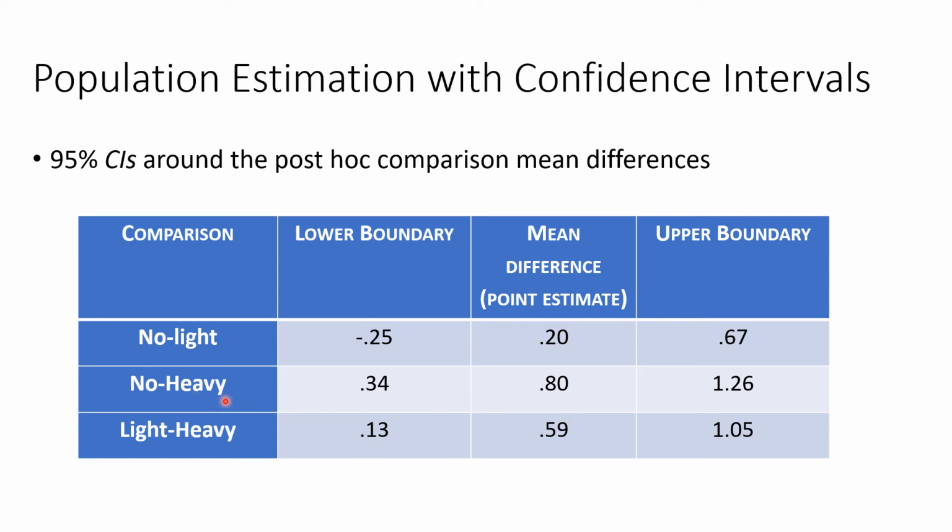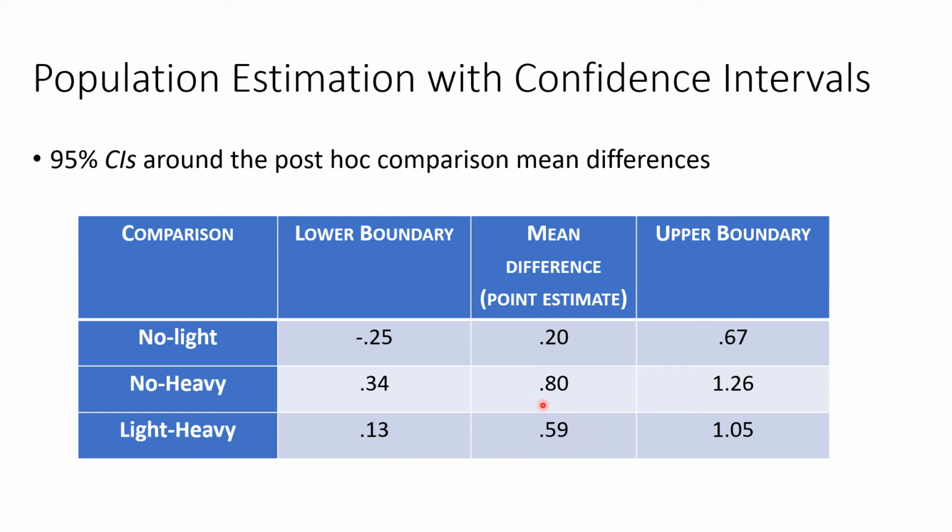Now, comparing no to heavy use, the point estimate is 0.8 of an hour, but it could be as high as 1.3 of an hour to as little as 0.3 of an hour. So again, even the lowest probability is about a third of an hour more sleep, but it could be as high as 1.3 hours more sleep for people who don't use social media compared to those who use it heavily. Quite a wide range. That's something to consider when you interpret your results. Then we can have a similar conclusion when it comes to light versus heavy.